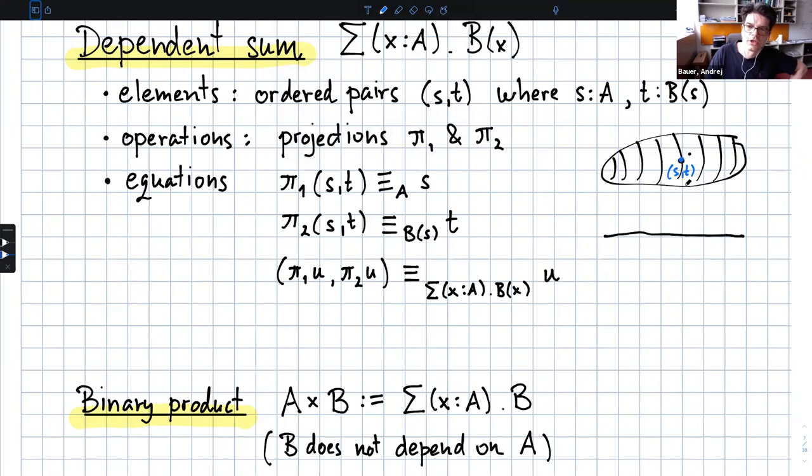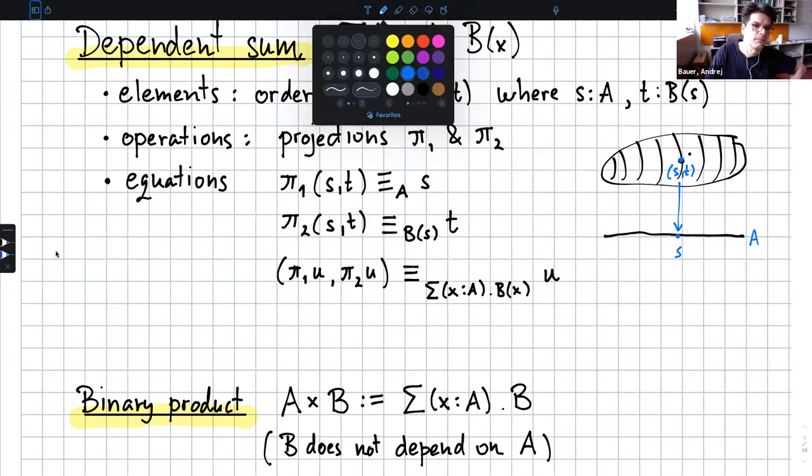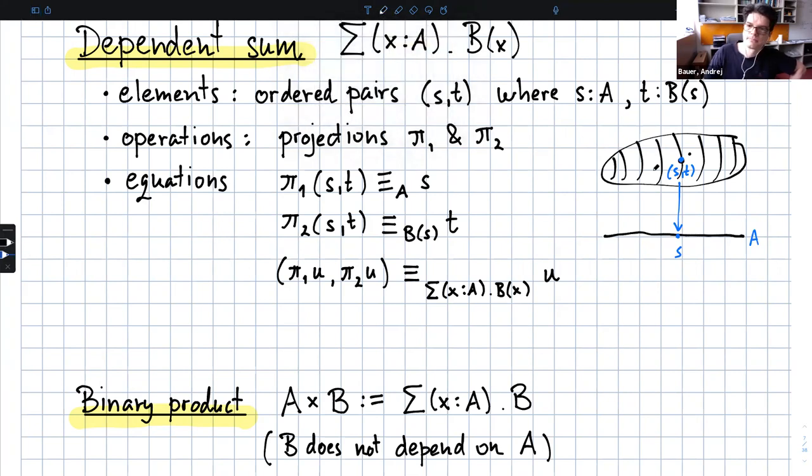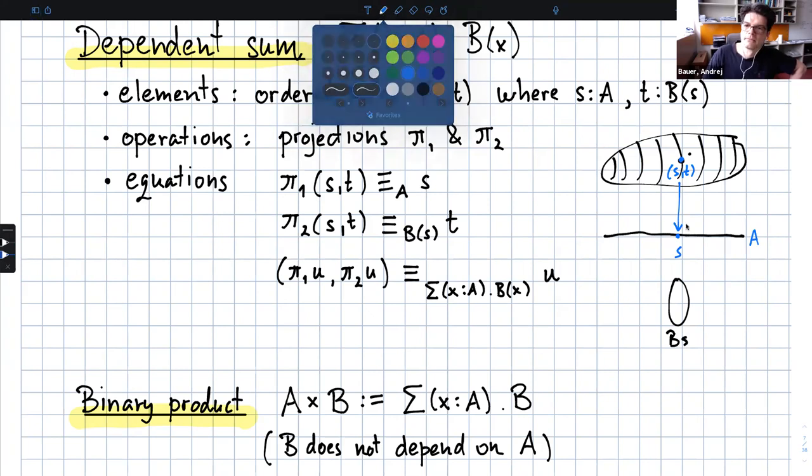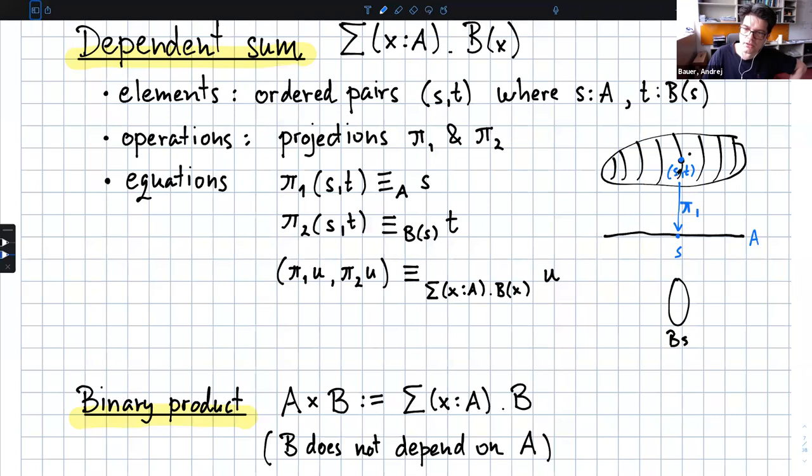And then we have two projections. One maps back S to A. And then there is another one, which is a little more mysterious, because you have to really take it seriously that there is also the fiber at S. I'll draw it here. There is the fiber at S. And so this is the first projection. The second projection maps somewhere in here. It gets you T.